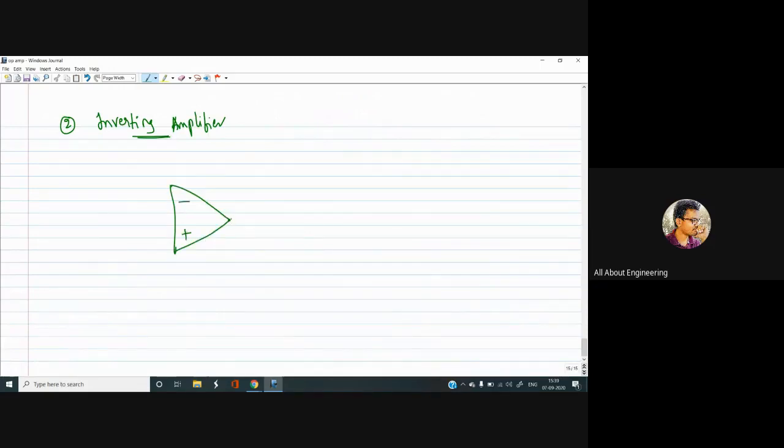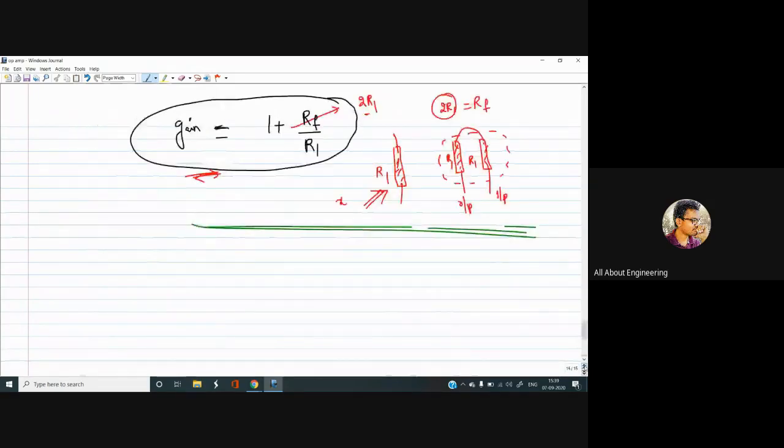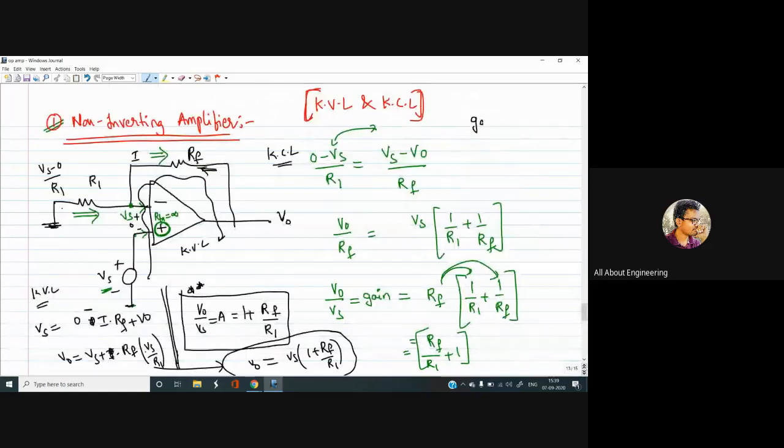Let me draw the circuit quickly. V0, R1, RF. Here you are applying your source voltage Vs, and this would be grounded. You might think, why have I taken the current in the opposite direction? You can take the current in this direction also, then you will get a minus here. Because the current is entering like this, your current would be 0 minus Vs by R1. It doesn't alter your answer, but taking the convention of the direction in which the current flows is preferred. That's why I took it like that.